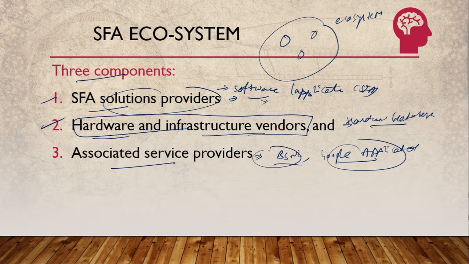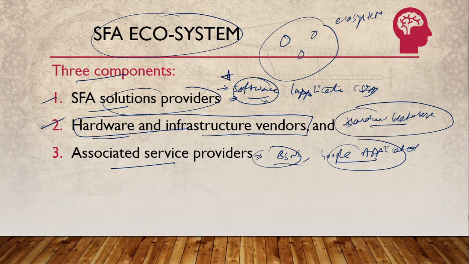So whenever you're talking about the SFA ecosystem, these things are there. One is the application, the software. Second is the hardware and the infrastructure related to it. And third is the additional or the associated service providers that are needed so that you can utilize the entire functionality of the SFA. Okay.